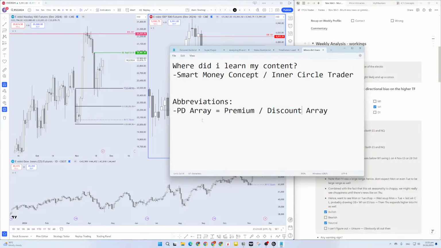On a very basic level, if you want to know more about the concept, go to the YouTube channel and read up more. It can take you years to finish all his content, or even learn everything. But generally speaking, PD array means premium discount array. That means it can be a premium array or a discount array. But I don't really use the terms premium array and discount array. When we say PD array, there's a whole bunch of them.